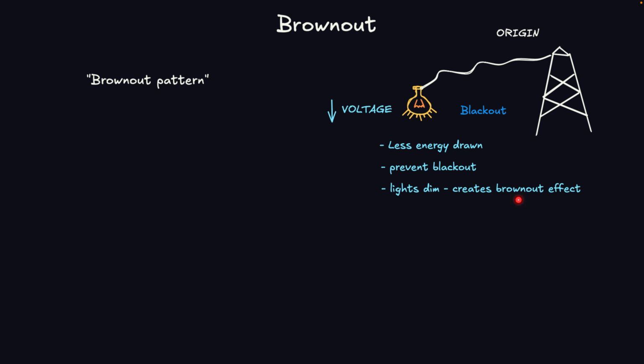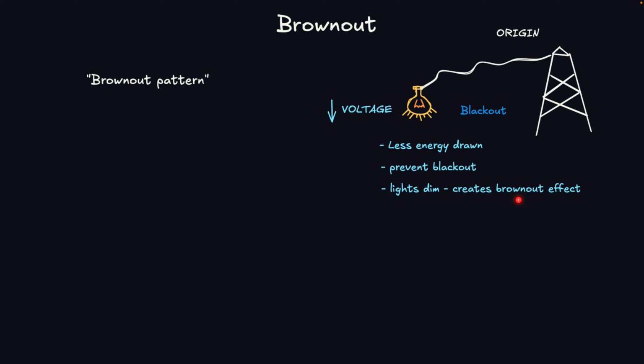Let's talk about one of the system design or software design concepts called brownout in this video. Brownout is also known as the brownout pattern. Let's first start from the origin of this terminology. This terminology has originated from the power grid.